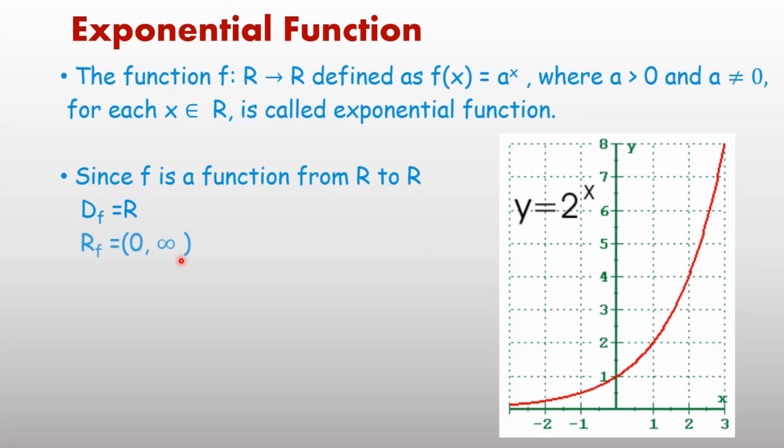Take the example. Domain, all real numbers, and range, positive real numbers, means greater than 0. It will never equal 0, which means the graph of this function never touches the x-axis at any point. Therefore, domain real numbers, range positive real numbers, and codomain all real numbers.